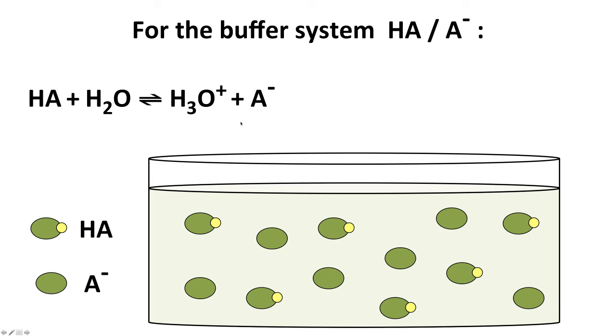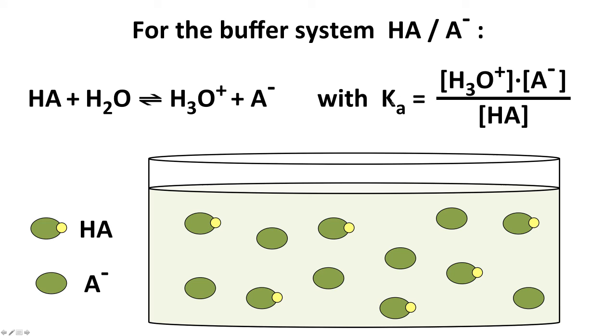There will be a little bit of hydrogen ion or hydronium ion in there and a little bit of hydroxide ion, but the main solution components are the weak acid and its conjugate base. And then just as a reminder, the weak acid has a Ka value that's given by this relationship, H3O+ times A minus over HA concentration.